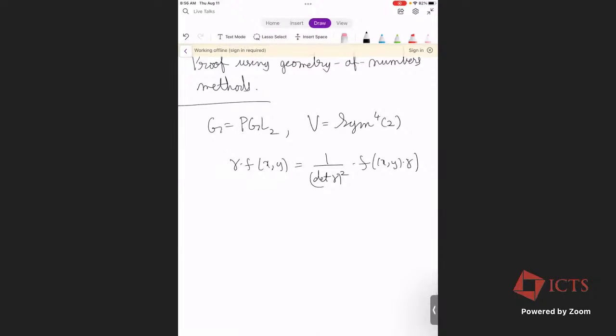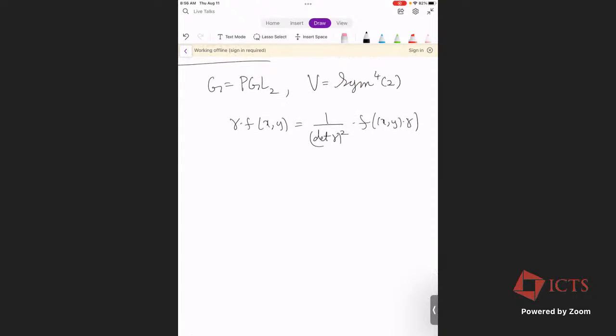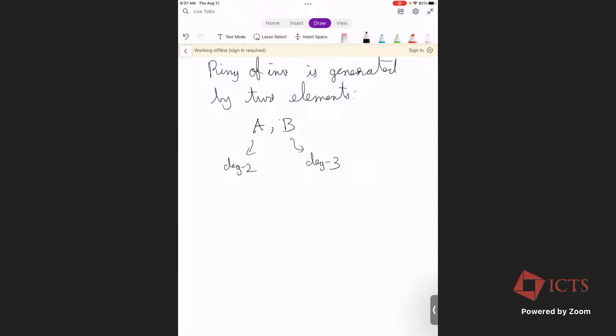And now the invariant theory is more complicated. So this time the ring of invariants, as we've discussed, is generated by two elements. I'm using a different normalization, so let's call these two elements A and B. A is a degree 2 homogeneous polynomial in the coefficients of the binary quartic, while B is a degree 3 polynomial. And so now we have to define a height.